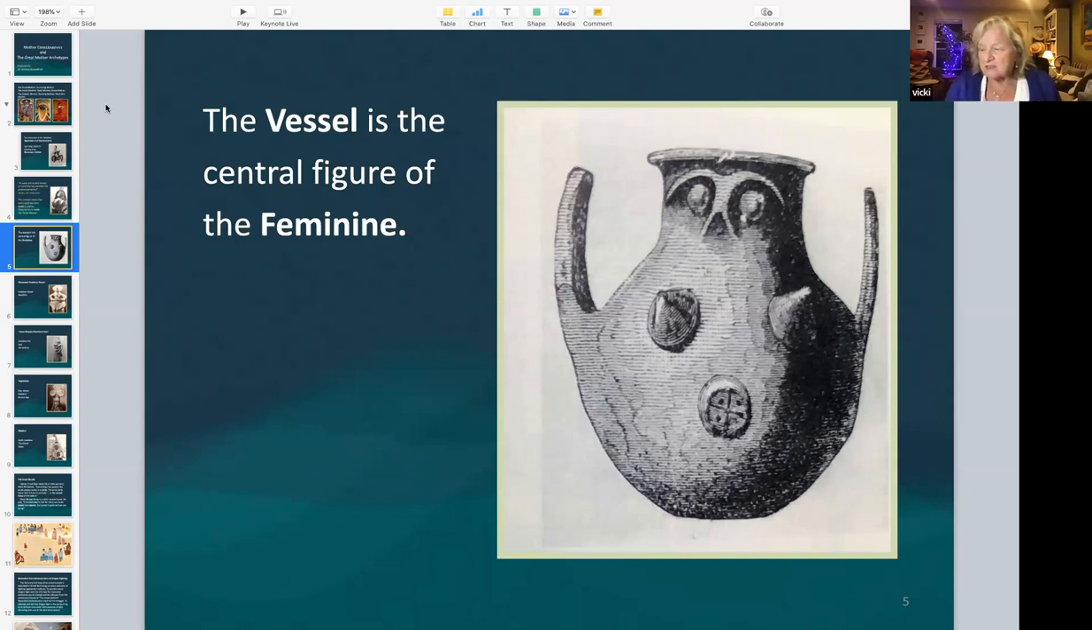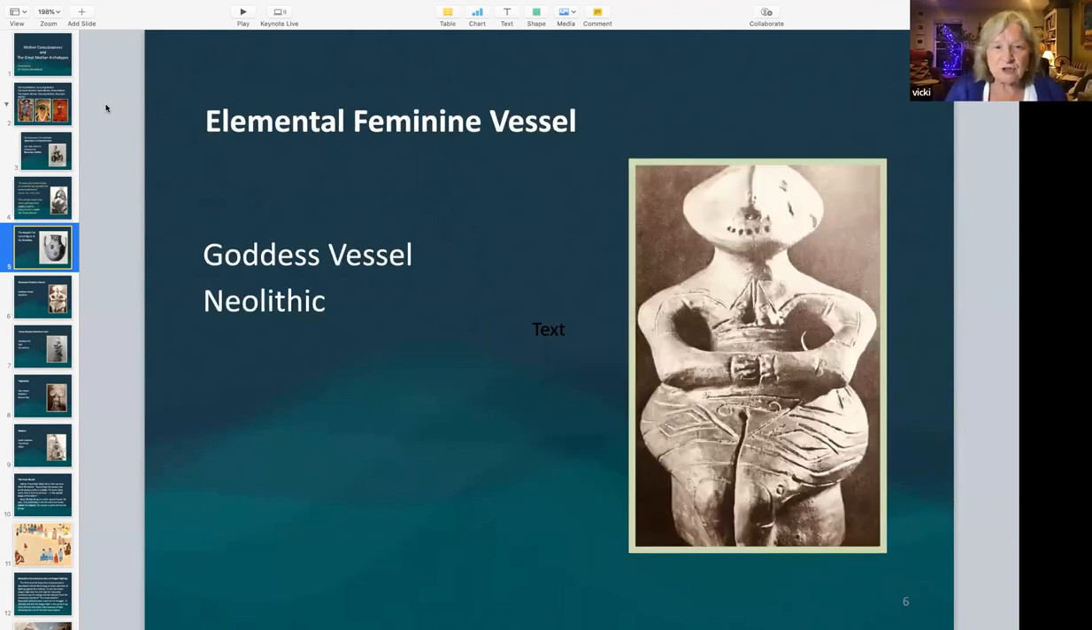It's the instinct and night, and its foundation is the elementary feminine. It's stable and unchanging and very conservative. Motherhood dominates. And I'm going to now show a series of these elementary feminine vessels. This is a Neolithic goddess, and you can see she's got the big thighs and belly, holding her belly, and it's like she is the vessel.